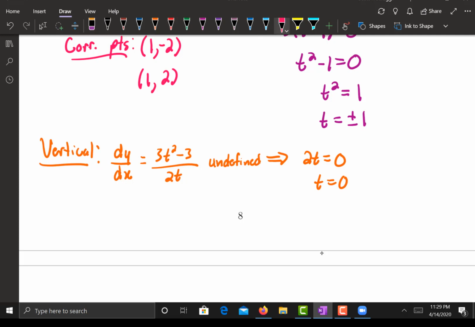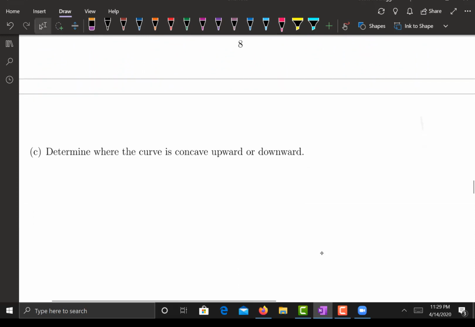And if I plug 0 into both the equations corresponding to x and y, I'll get the corresponding point of the origin. So that means at the point (1, -2) and at the point (1, 2), I should expect the slope of my tangent line to be 0. And at the point (0, 0), I should expect to have a slope that is undefined for the tangent line.